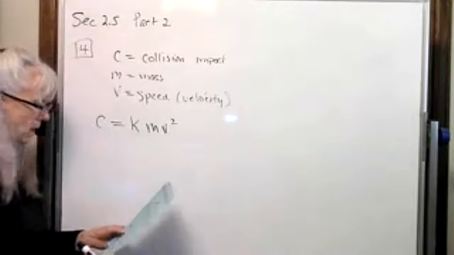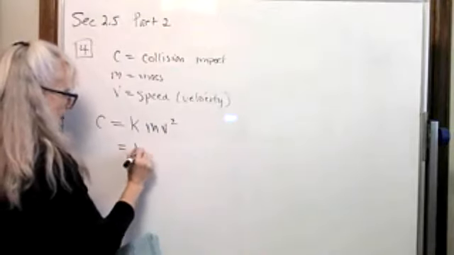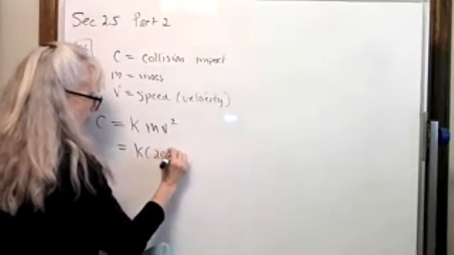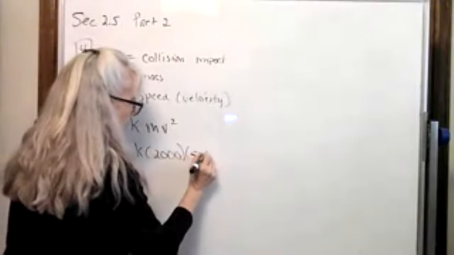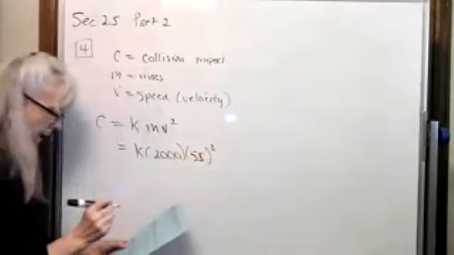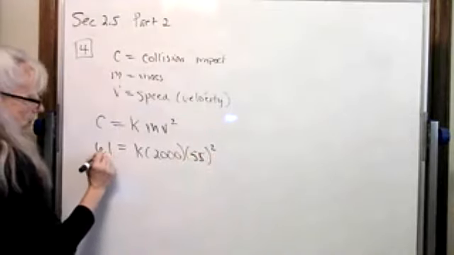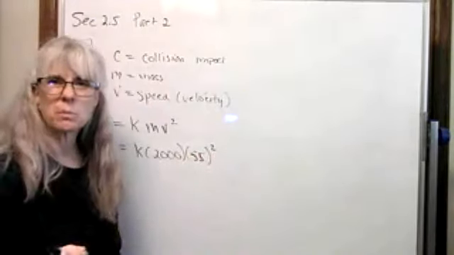Suppose a 2,000-pound car, well, 2,000 pounds is a mass. So we're going to put the 2,000 in for the mass. Traveling at 55 miles an hour, so we'll put 55 in for our speed, and we need to square that. It has a collision impact of 6.1. And I'm sure that this is something that the insurance people know about.